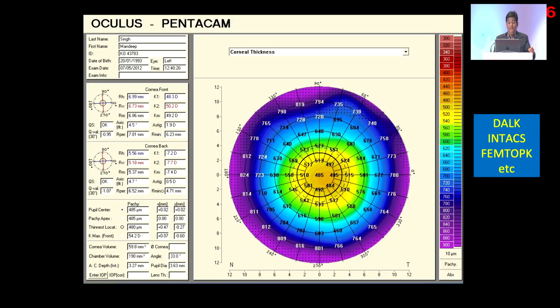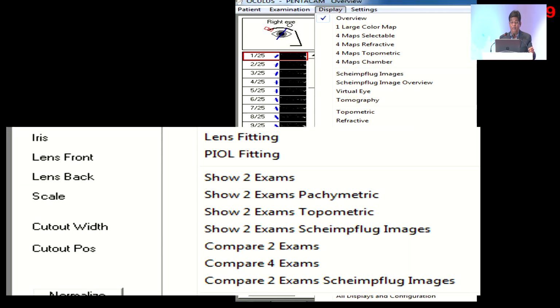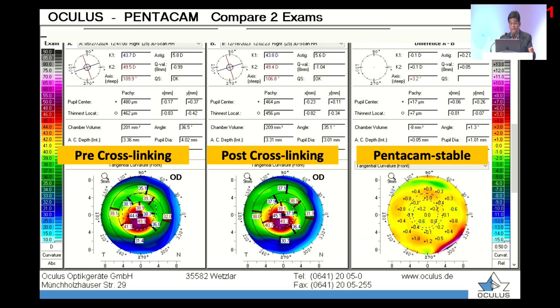And this is a pachymetric map, and we use it so often to plan DALK or to plan intacs or femtokeratoplasty and so many other procedures. Even the depth of the flap in SMILE and LASIK can be planned by using the pachymetric map. Going further down on the drop down, very useful is the comparative display.